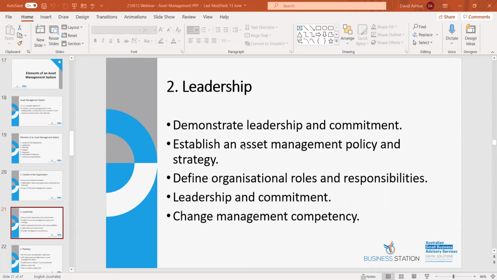So leadership and commitment, again, so acting, walking the talk. And then having change management competency. So the ability to deal effectively with change, whether it be forced upon you or whether it be in response to changing environments, or whether it's changing investment strategy or the like. Management needs to effectively manage organisational change.